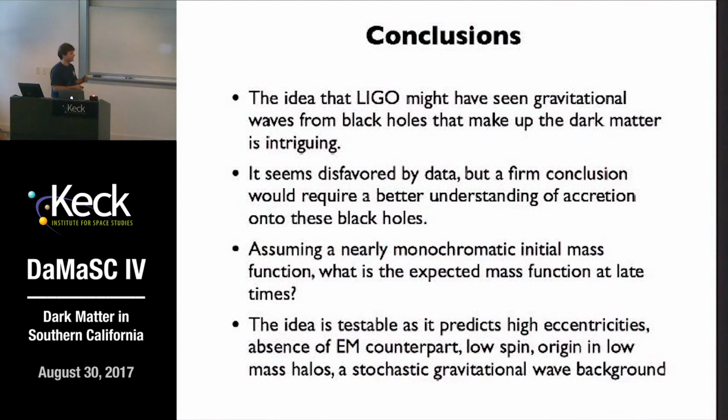There's also often a monochromatic initial mass function assumed rather than really a distribution, so there's ways you can still squeeze it in. What is nice, I think, about the idea is that it's really testable because it predicts a number of things that you can look for, like high eccentricities. You wouldn't expect any electromagnetic counterparts. You don't really expect them to be spun up like you might for astrophysical black holes. You would expect the signal to come from low mass halos, although there was a paper just 2 days ago by Mark where he's claiming that there could also be a signal from near the center of the galaxy.